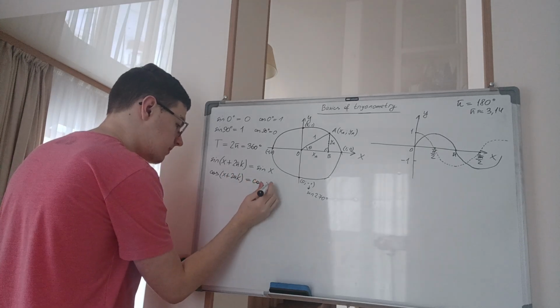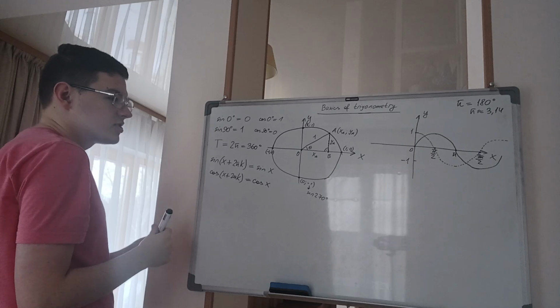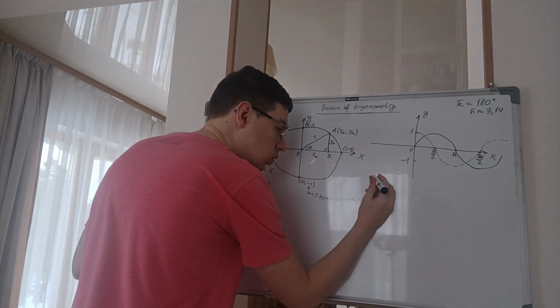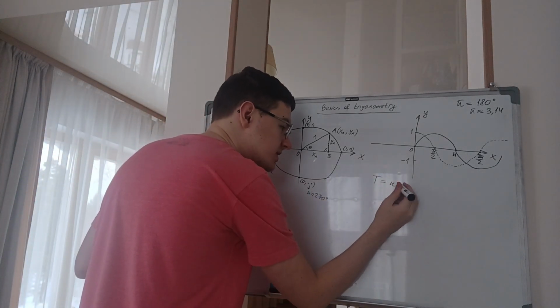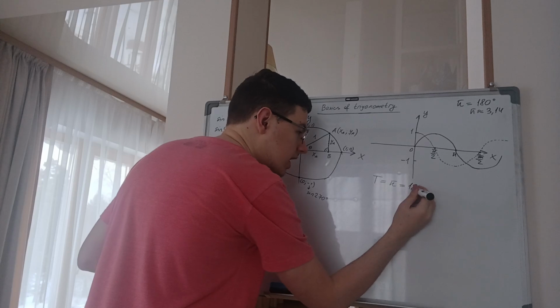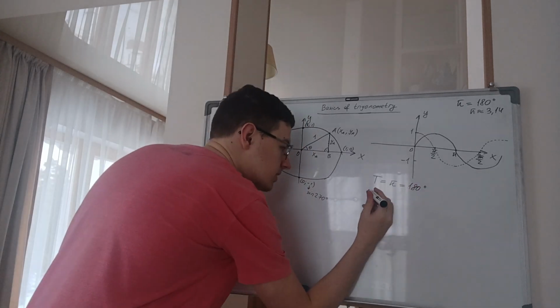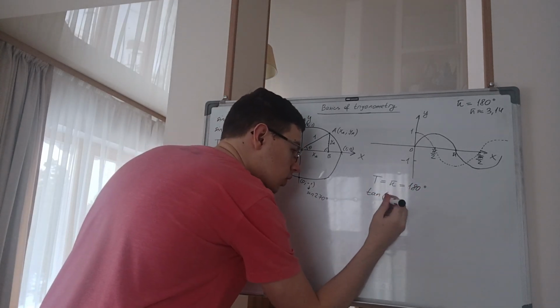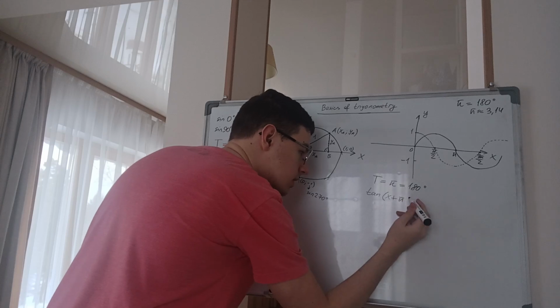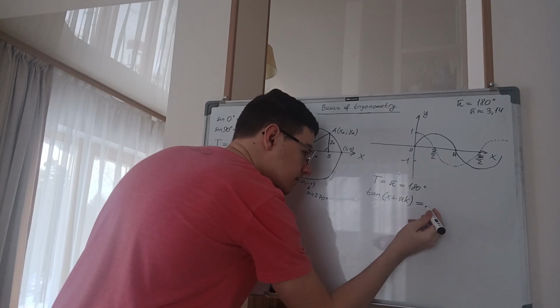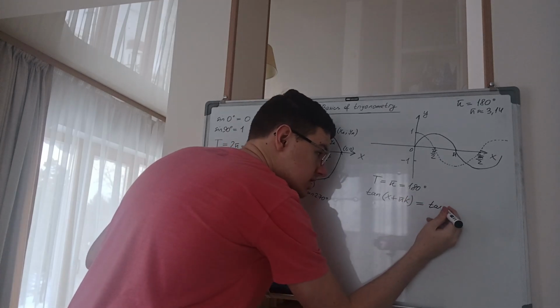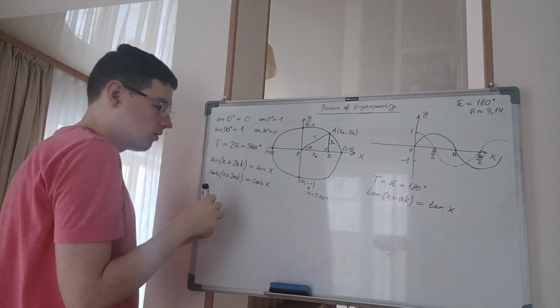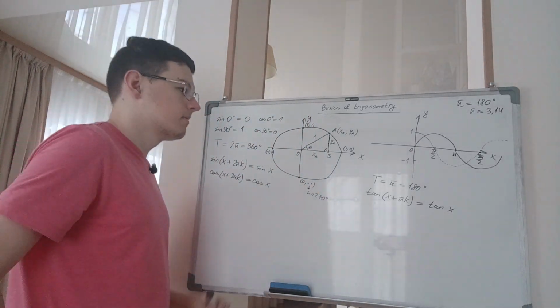The periods of tangent and cotangent are just pi. That means 180 degrees. So the tangent of x plus pi times k is the same as just tangent x. With cotangent, it's the same.